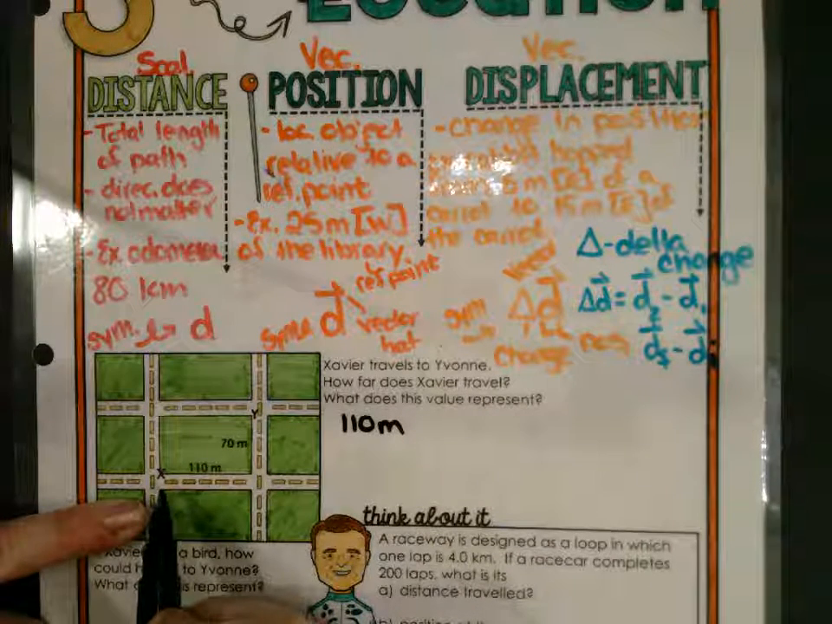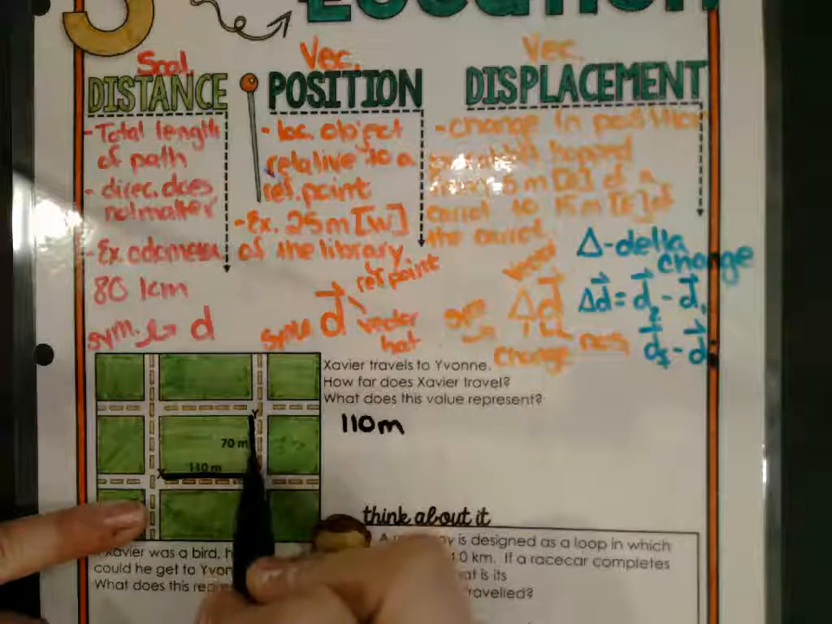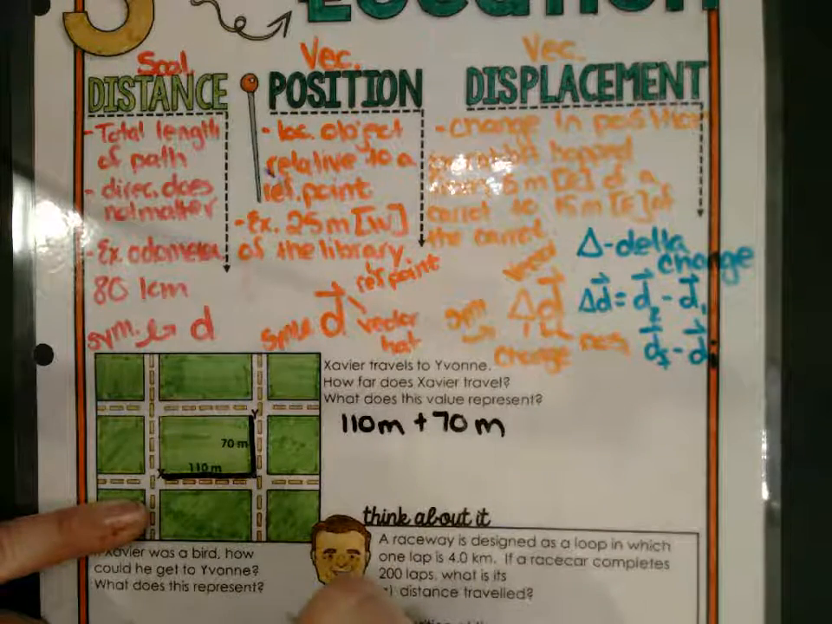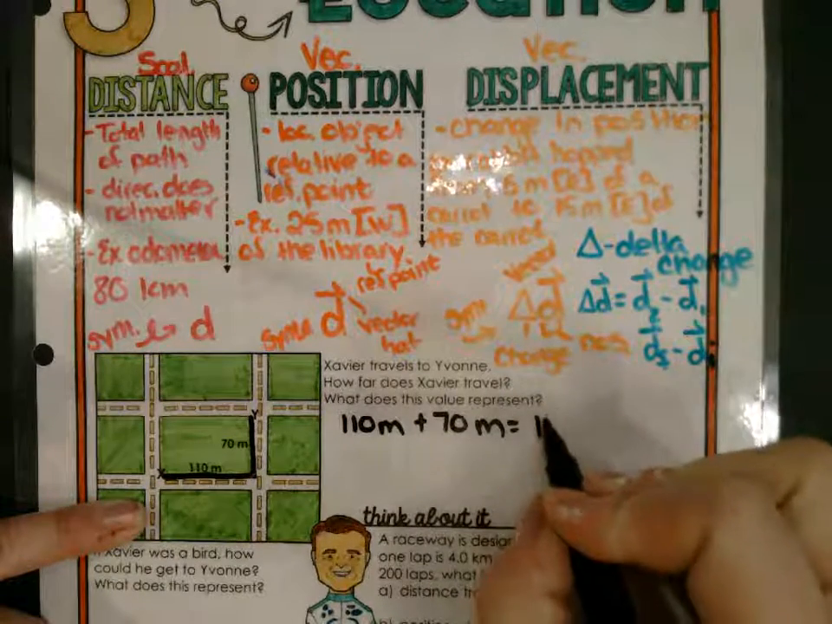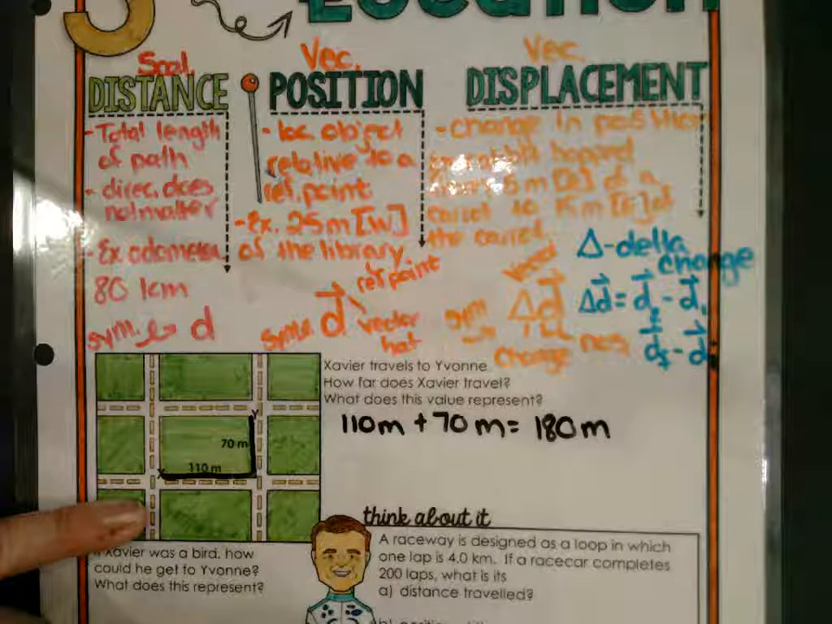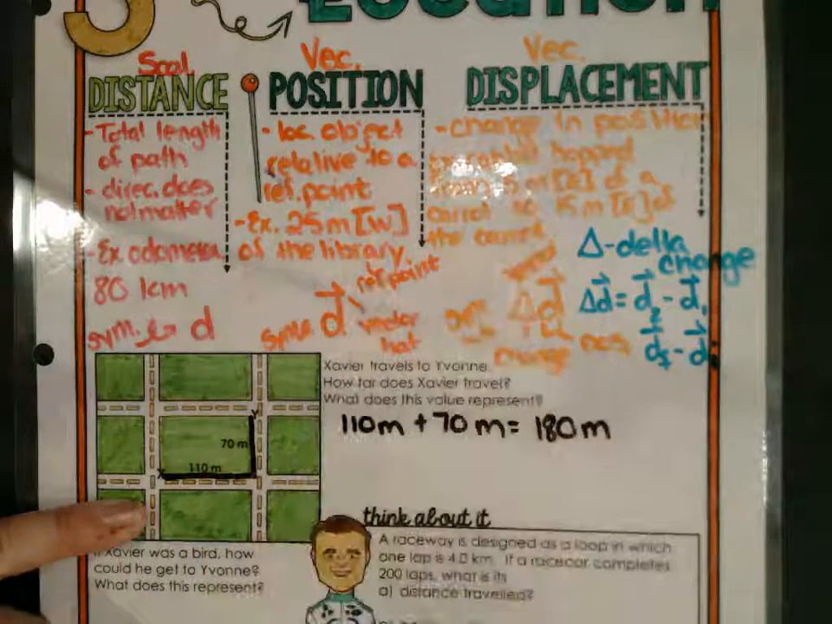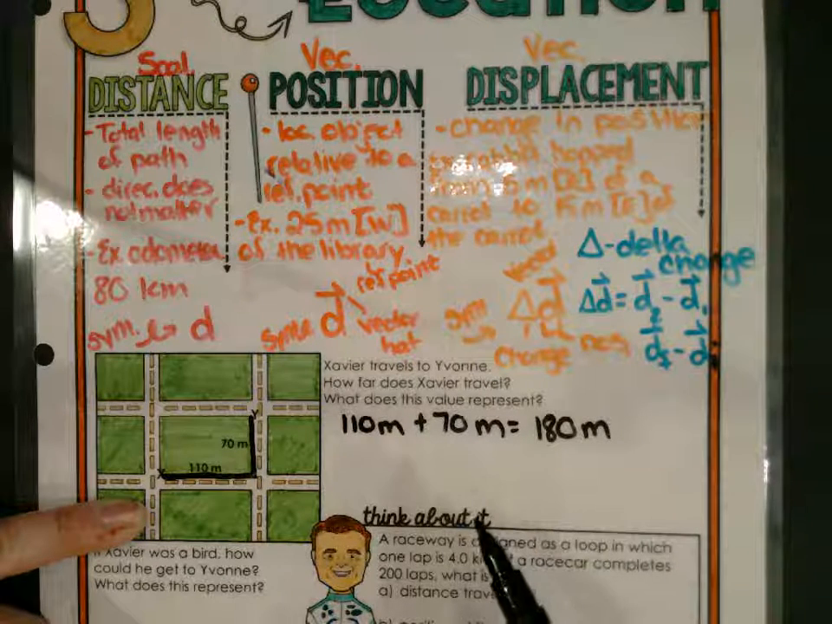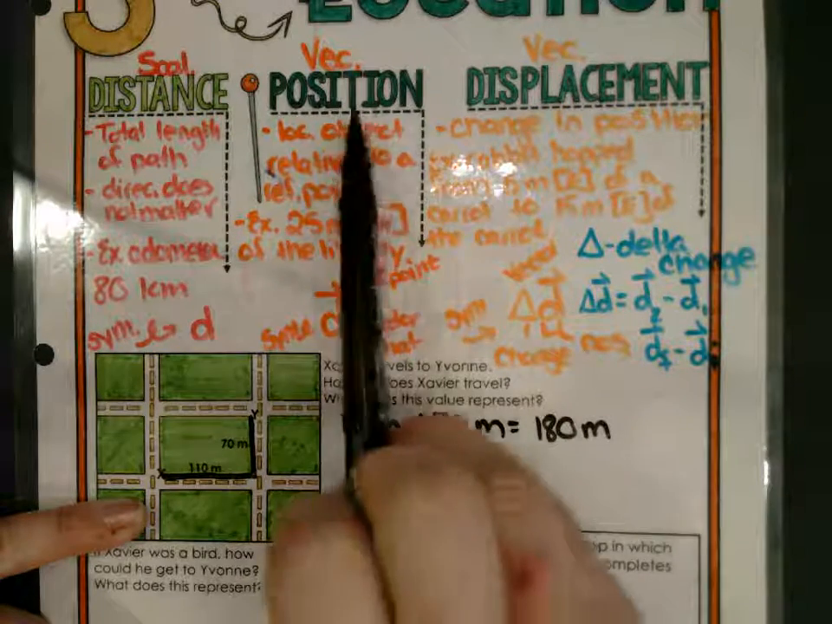And then Xavier is going to walk 70 meters. So it just wants to know how far Xavier traveled total. So total, Xavier traveled 180 meters. And then it asks us if this is a distance, a position, or a displacement. What does this value represent? Well, it doesn't tell us what direction Xavier walked in. So it can't be distance or displacement.